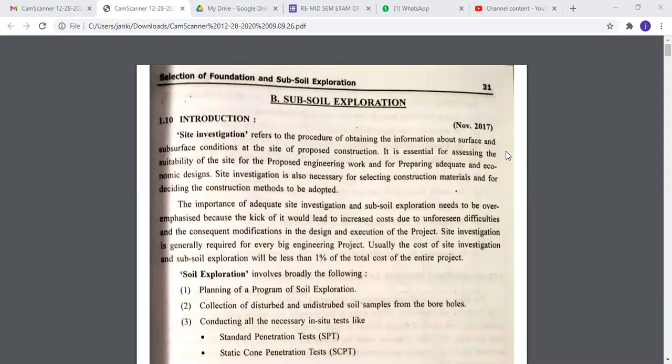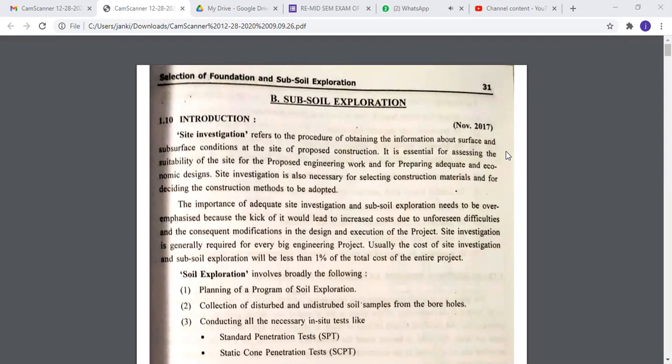So first we understand what site investigation is. Site investigation basically refers to the procedures for obtaining information about surface and subsurface conditions at the site of proposed construction, right? It is very essential for assessing the suitability of the site for the proposed engineering work and for preparing adequate and economical designs. Site investigation is also necessary for selecting construction materials and for deciding the construction methods to be adopted.